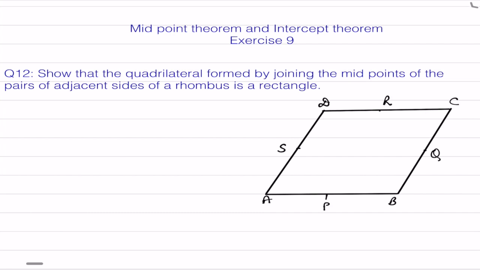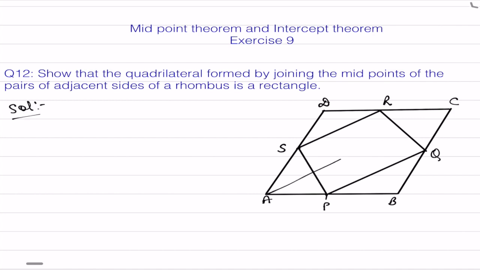Show that the quadrilateral formed by joining the midpoints of the pair of adjacent sides of a rhombus is a rectangle. So in this question they have given ABCD is a rhombus. Rhombus means all the sides are equal, and P, Q, R, S are the midpoints of the sides. So they said the quadrilateral formed by joining these midpoints, means if we join these midpoints they form a rectangle, means we have to prove that PQRS is a rectangle.